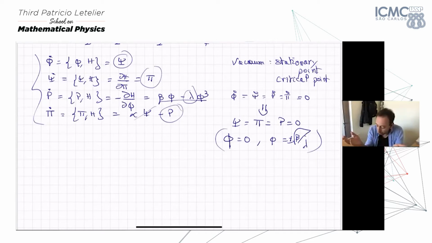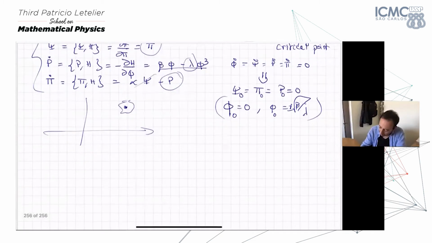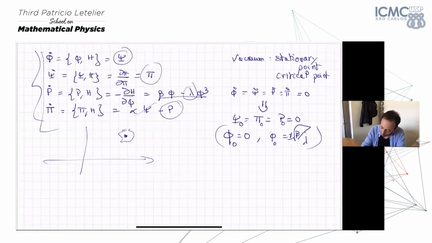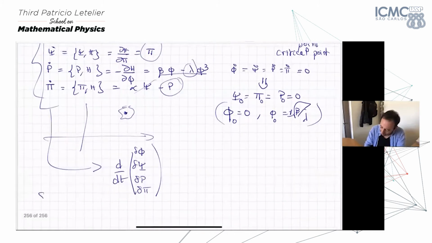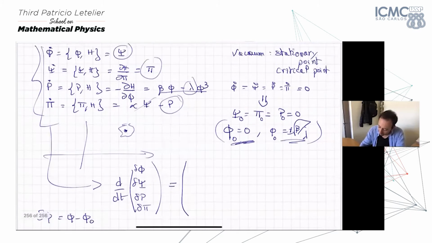So what you do is just a linearization of our equation. Let's call psi 0 the critical point. So we have some phase space, we have a critical point here, and we are looking at something around it. So the equations of motion around this critical point will be, let's call them delta phi, delta psi, delta p, and delta pi, by defining delta phi equal to phi minus phi 0. Phi 0 will be 0 or this, for example. So it's just making a linearization.